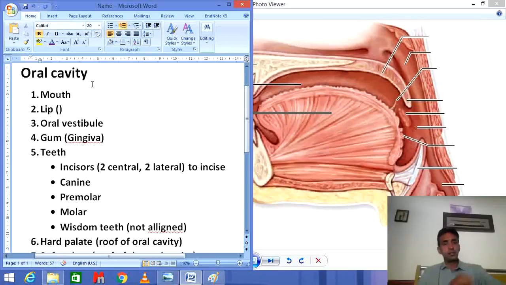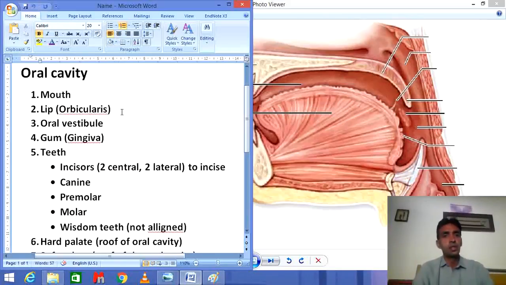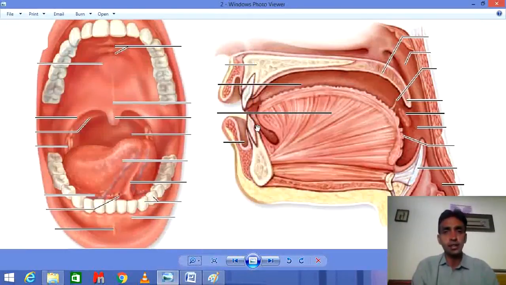Okay, some muscles are present in the lip. Those are called orbicularis. Orbicularis muscles usually contract when the upper jaw and lower jaw come in contact with each other forcefully. The orbicularis and buccinator muscles contract combinedly, but orbicularis muscles are present in the lips.